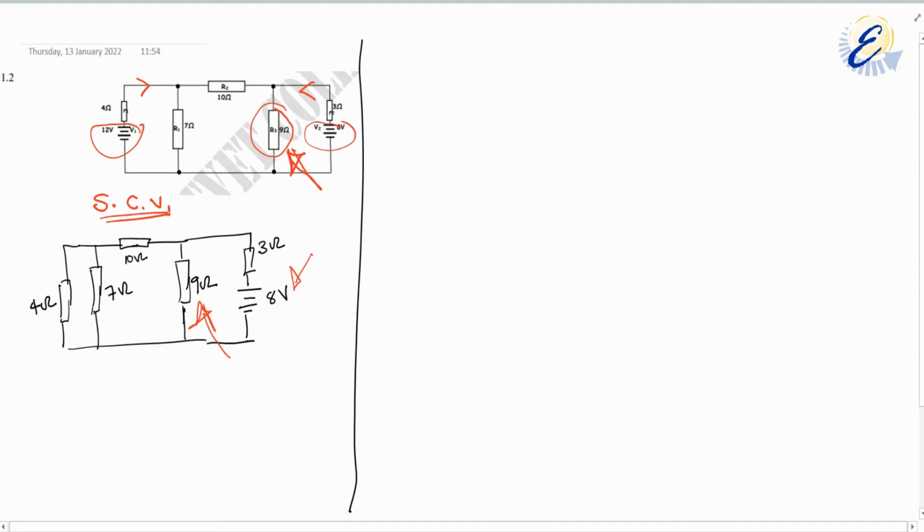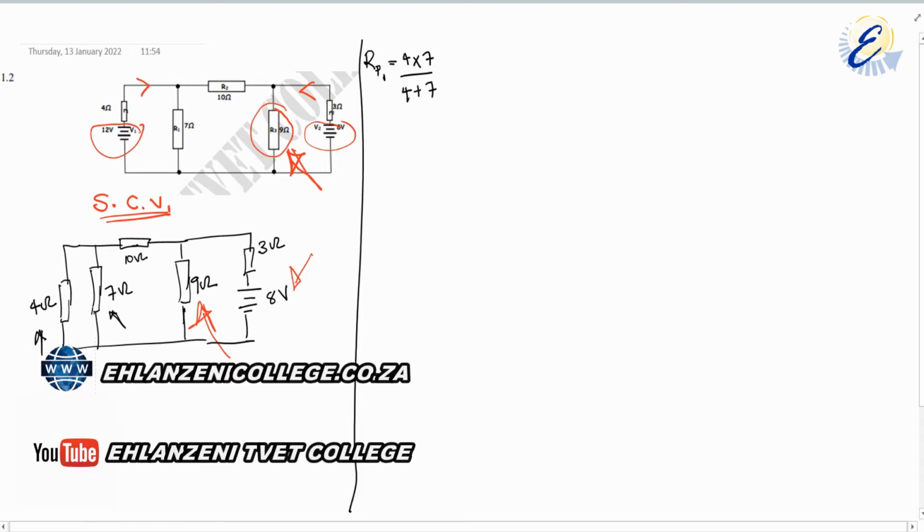Our 8 volt source is the one supplying, right? So we need to calculate how much current will be received by the 9 ohms. Now, you know how we go about doing this. First things first, we are going to calculate our total resistance. We are going to start by calculating RP1. RP1 is a combination of 4 and 7, so it's going to be 4 multiplied by 7 divided by 4 plus 7.